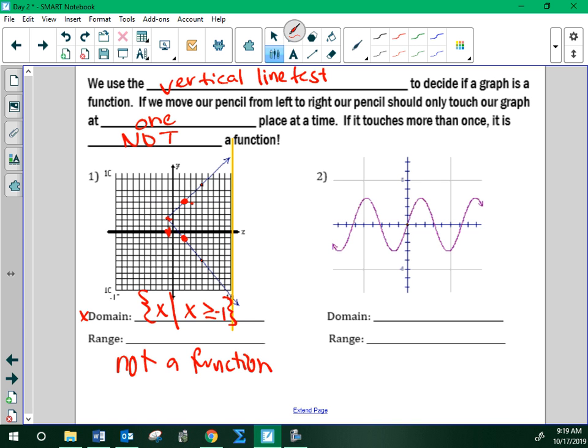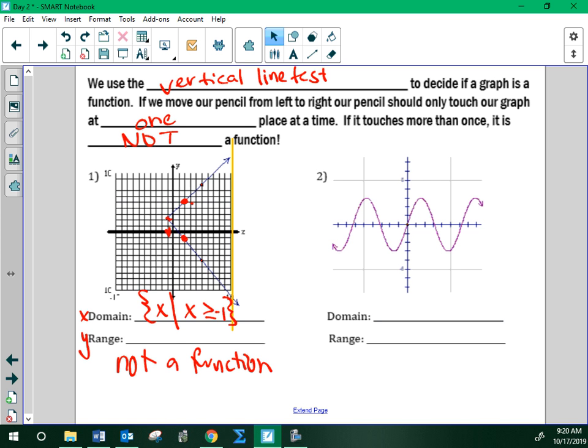Now when we take a look at our range, we always go from smallest letters, right? So we're going to take a look at range. If I look from bottom to top, notice how my graph continues on forever and ever. It's going down forever and ever. Does anyone know what forever down is? What number is that? Negative infinity, right? It keeps going and going. If you were to trace it, you'd be tracing it for the rest of your life. So it actually goes all the way to negative infinity.